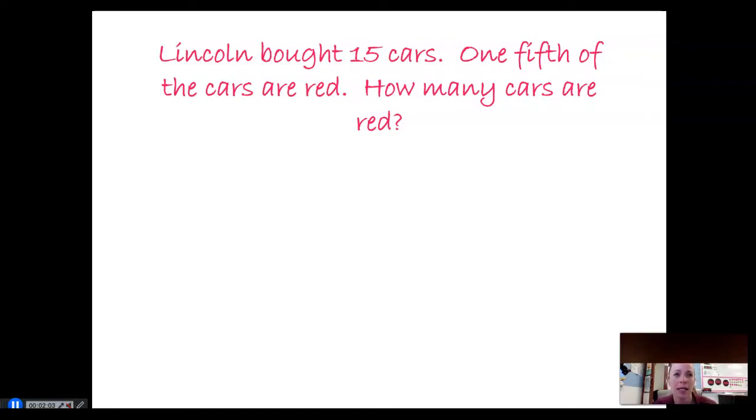It says Lincoln bought 15 cars. 1/5 of the cars are red. How many cars are red? Now, kiddos freak out about this. So let me make me bigger. Let me lower this down here. It says that Lincoln bought 15 cars. 1/5 of them are red.